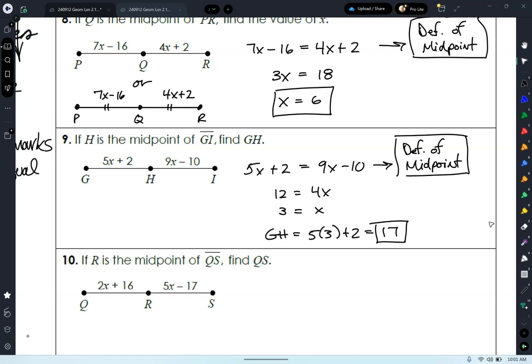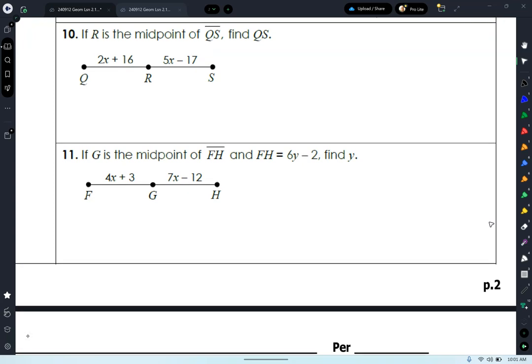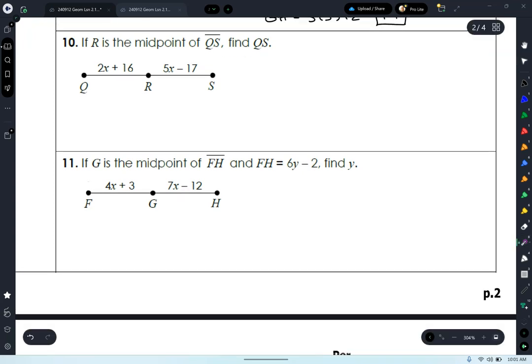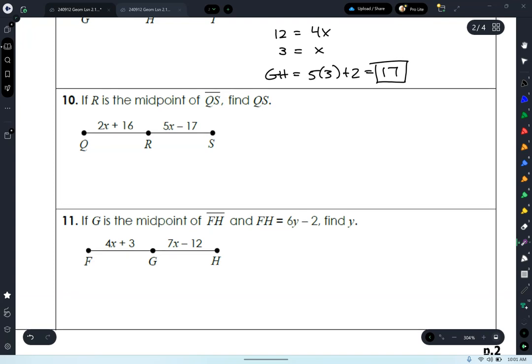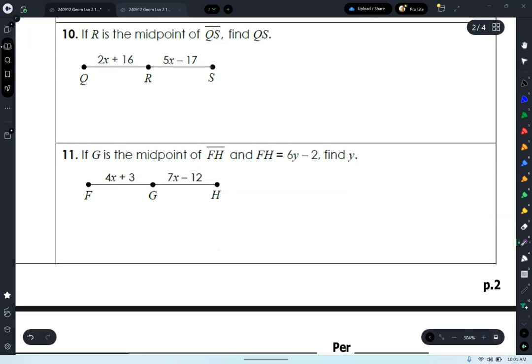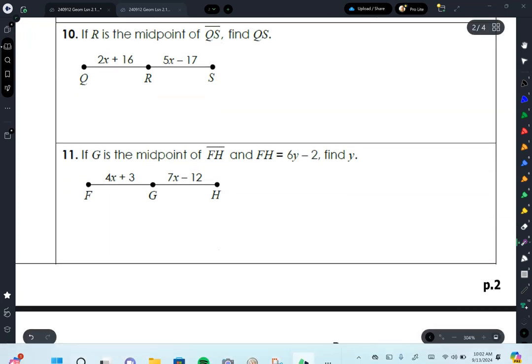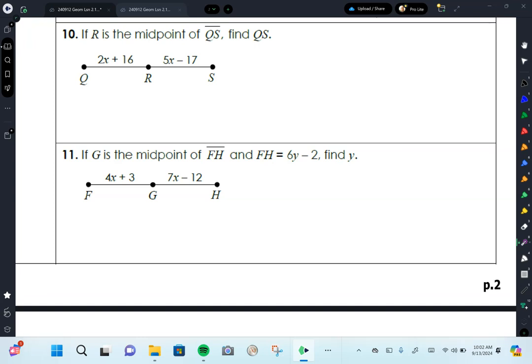Good? Okay. 11. So G is the midpoint of segment FH. We also know that segment FH is 6y minus 2. But FG is 4x plus 3 and GH is 7x minus 12. Find y. Go ahead. Bounce an idea off each other. Help each other out. Talk it around.